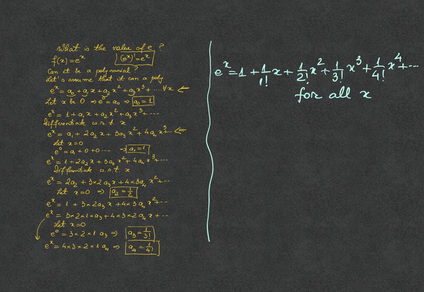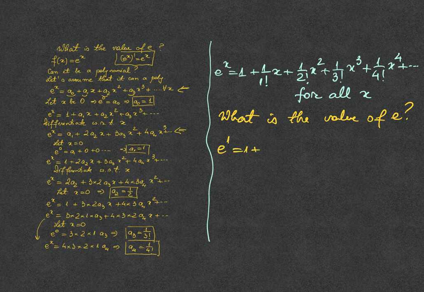Now, our question was, what is the value of e? e to the power of 1 will be 1 plus 1 over 1 factorial plus 1 over 2 factorial plus 1 over 3 factorial plus 1 over 4 factorial plus and so on. Of course, I can't find the exact value of e because these terms never end. But as you see, they get smaller and smaller and smaller. That's why I can find a good enough estimate if I add enough terms.